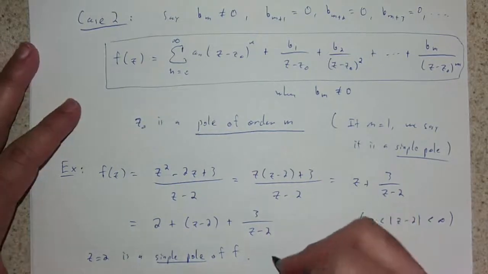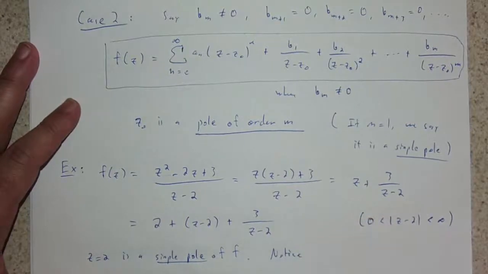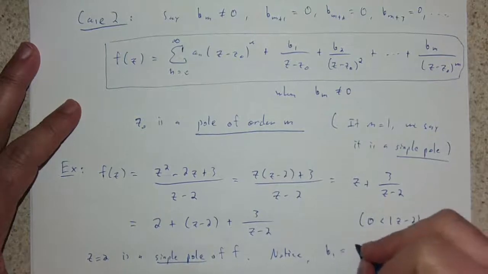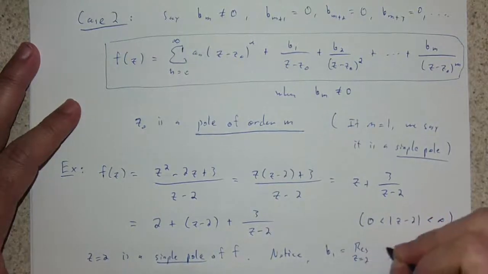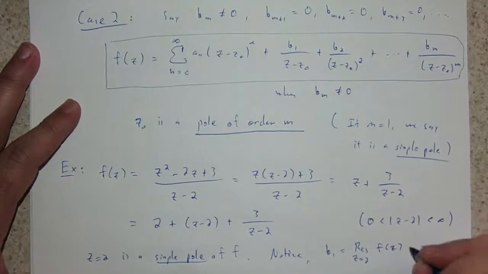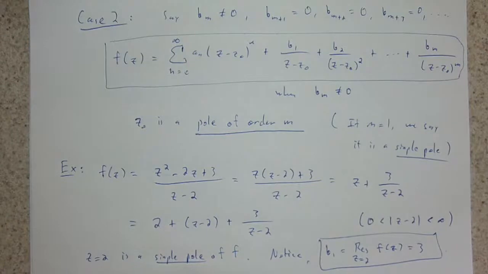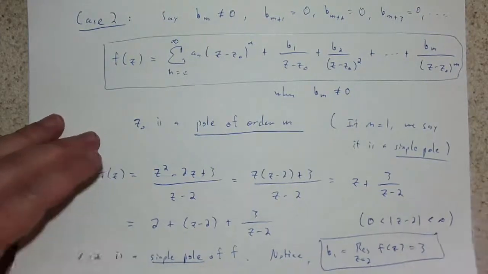Notice that since this is a pole of order 1, we also have that this coefficient, the b sub 1 term there, is actually the residue. This is the residue at z equals 2 of f of z, which is 3, right? We didn't need to say anything about that, but that's just nice to notice. Okay, so this is a simple pole or pole of order 1 of f. Okay, let's do another example.